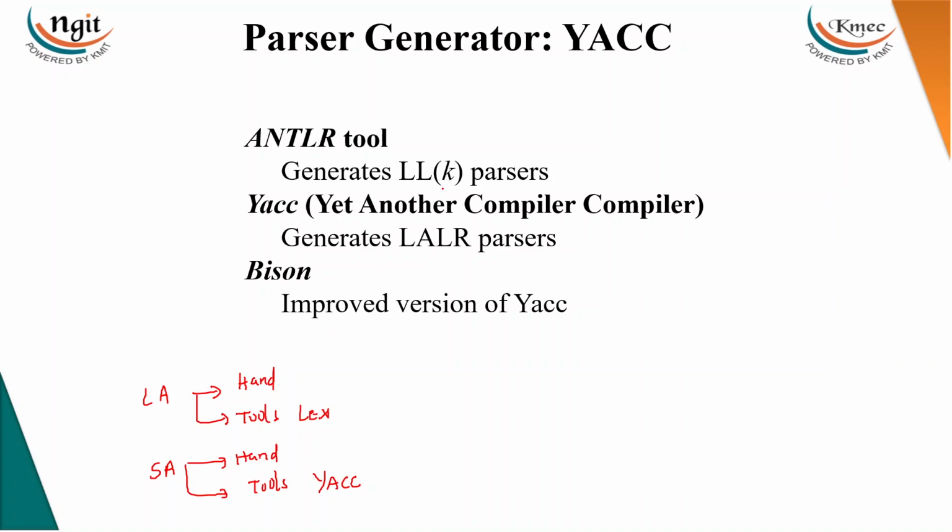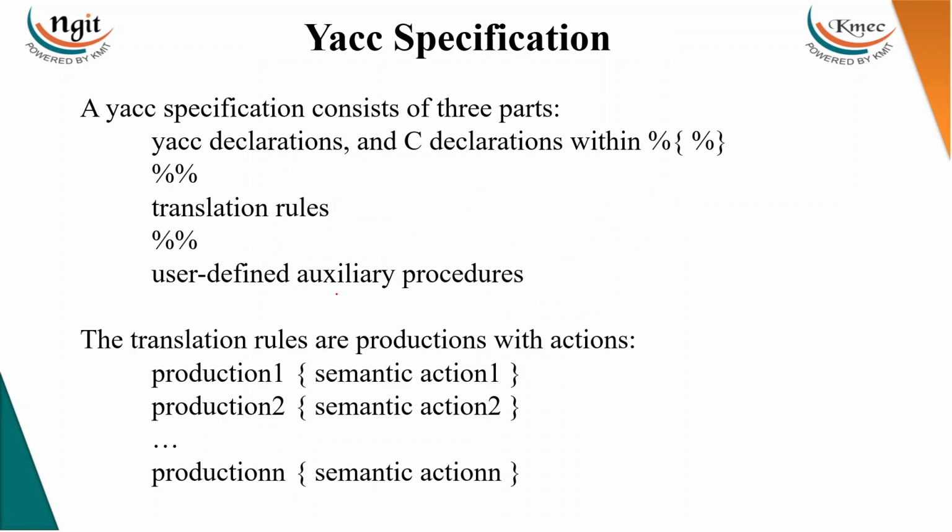To generate LR(k) parsers, we can also use tools like ANTLR. Of course, not only these; there are many other tools available in the market. But Yacc is the most popular one because it generates the most widely used parsers, LALR. CLR is the most powerful, but LALR is most widely used because of its size and cost complexities. There is also an improved version of Yacc called Bison, but in this video we are going to discuss Yacc only.